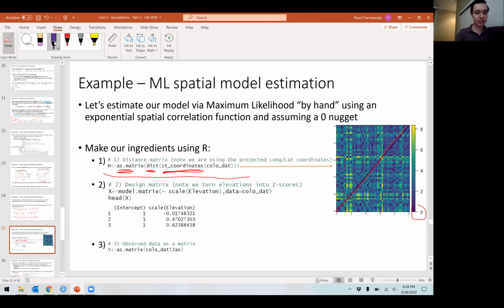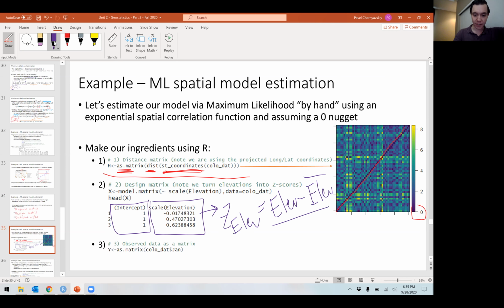Here is my design matrix. It has a column of 1s for the intercept. And here is my scaled elevation. By scaled elevation, I'm making a z-score for elevation, which means it's elevation minus the average elevation divided by the standard deviation of elevation. It's good for computational purposes to do this. And finally, here is my observed data as a single column matrix.